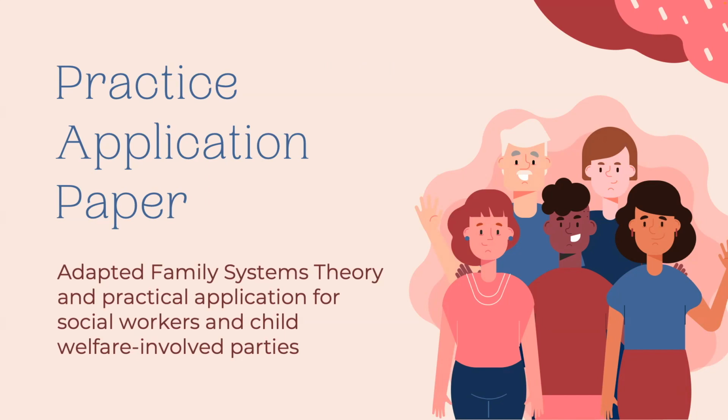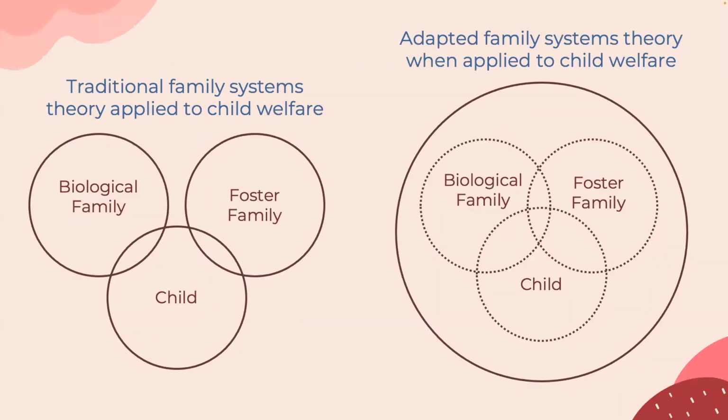So, how do we make family systems theory fit for child welfare involved families? Well, I'm proposing adapting family systems theory as a solution to that issue. My adapted family systems theory suggests viewing the child's biological and foster families as members of one larger family unit rather than two separate family units.